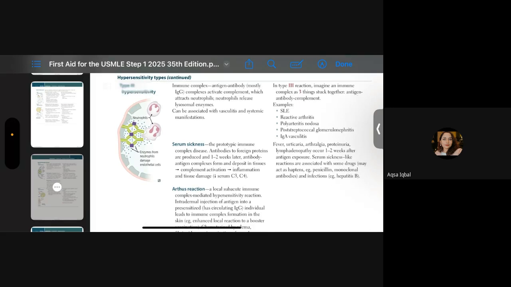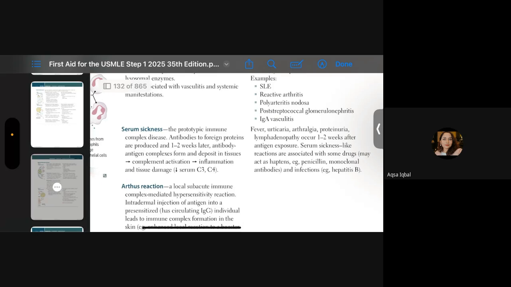We discussed SLE as well. That was basically antigen and antibody complexes against your DNA, right? Reactive arthritis, polyarteritis nodosa, post-strep glomerulonephritis, if you guys remember. Post-strep, after a streptococcal infection, most commonly seen in children. We discussed that in detail. So we are going to be having fever, urticaria, arthralgia, and proteinuria. Serum sickness-like reaction is commonly seen with certain drugs as well, the haptens. That is penicillin, monoclonal antibodies, and any kind of infection by hepatitis B. That's really important to know, okay? Is it clear?